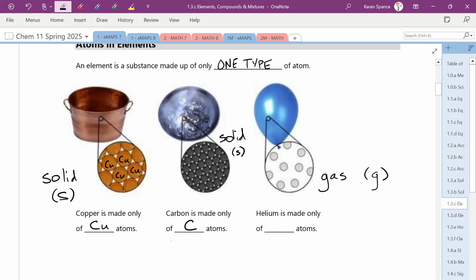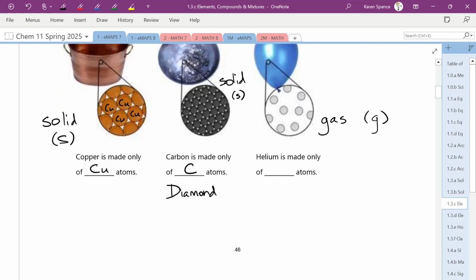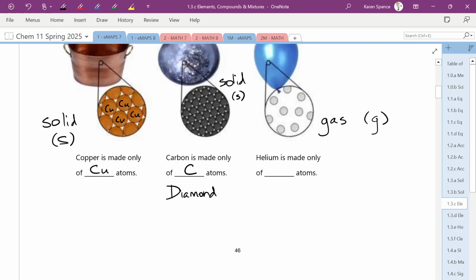Okay. So we have diamond, which is carbon. And that is this kind of carbon. It's this lovely sort of pyramid-like structure. We also have graphite, which is what it is in your pencil.